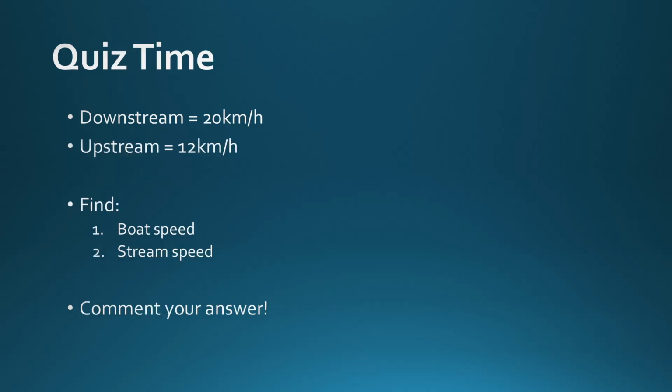Now I'll give you a question to solve yourself. Downstream speed is 20 km per hour. Upstream speed is 12 km per hour. Find boat speed and stream speed. Please answer this question and write your answer in the comments below.